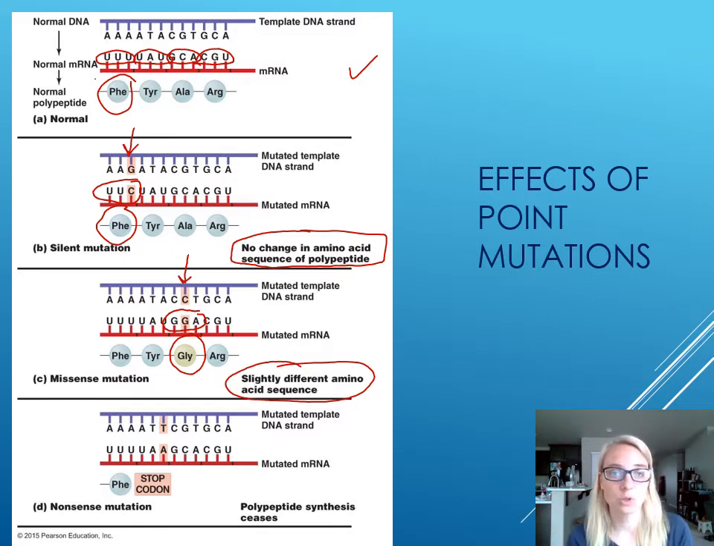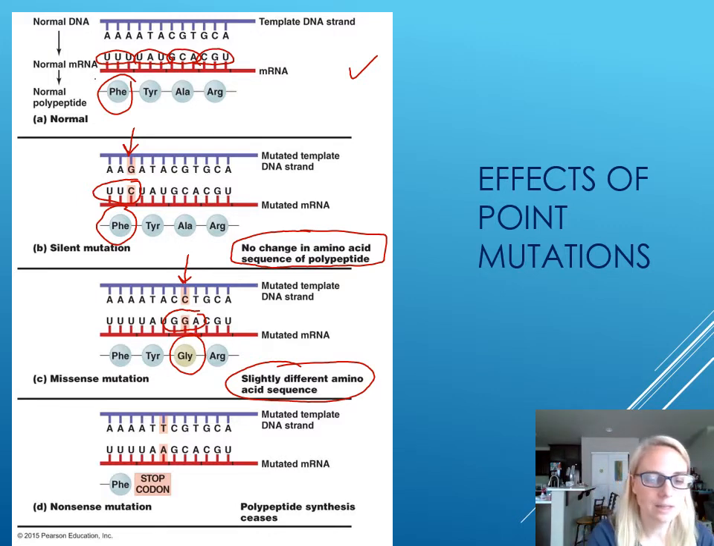And you should also be super comfortable with the idea that a protein's three-dimensional shape dictates its function. That's super important. So if you change that three-dimensional shape, you've changed the function of that protein. All right, so this is what we call a missense mutation.